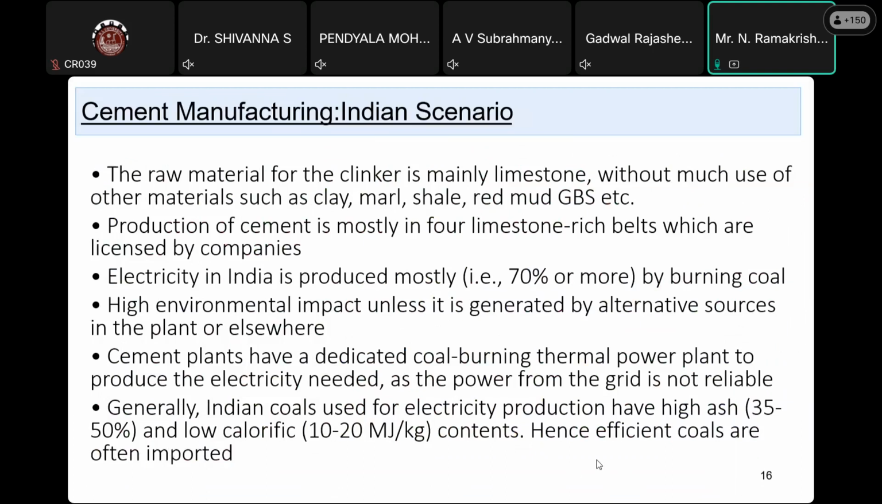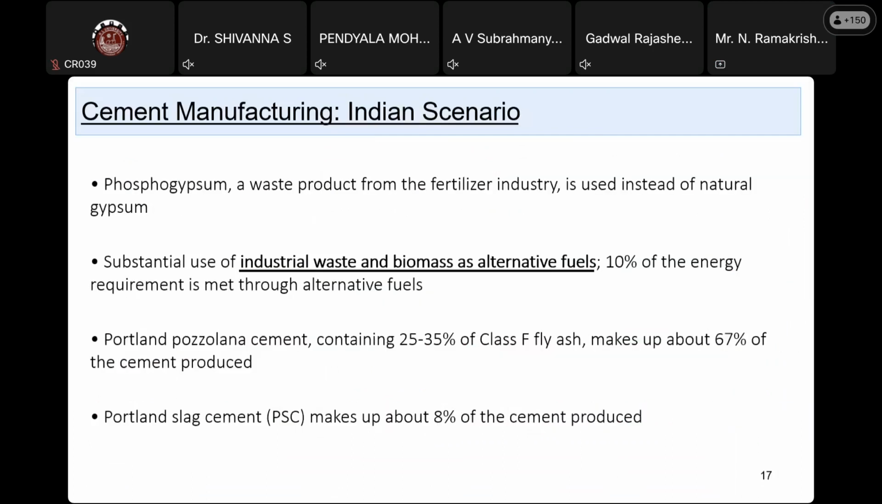The coal, as I told you, depends on class C or class F, or the quality of the product which you require. Gypsum can also be replaced with phosphogypsum, which is a waste product from the fertilizer industry. Instead of gypsum, you can use that. Otherwise, you can go for alternate fuels like industrial waste and biomass.